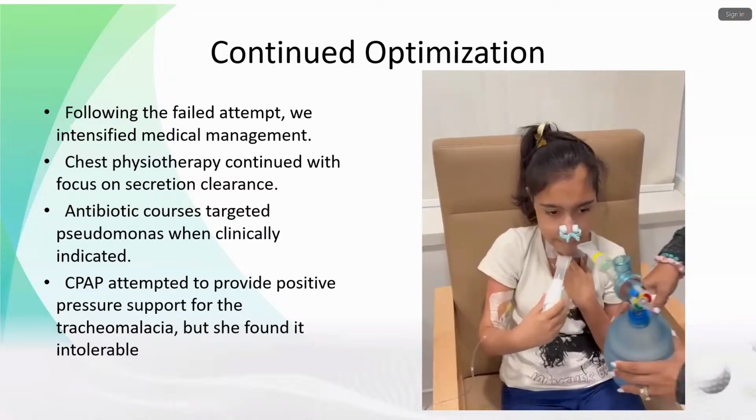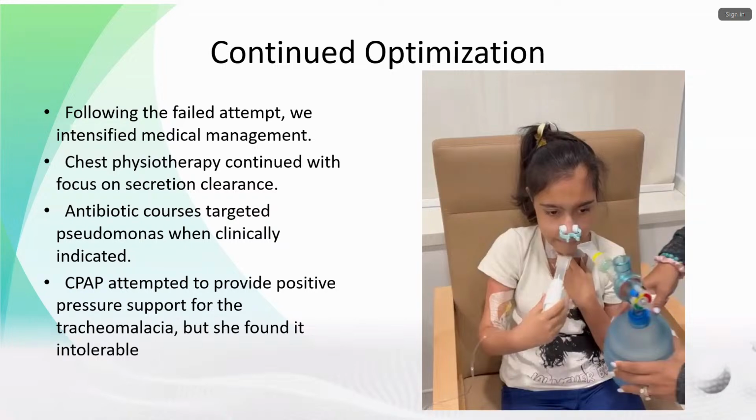It also included targeted antimicrobial therapy for chronic colonization and close multidisciplinary team follow-up. Despite that, it became clear that optimization alone was not enough to overcome the underlying airway instability. Removing the tracheostomy tube without addressing the underlying malacia and the chest infections would likely give us the same physiological limitation.